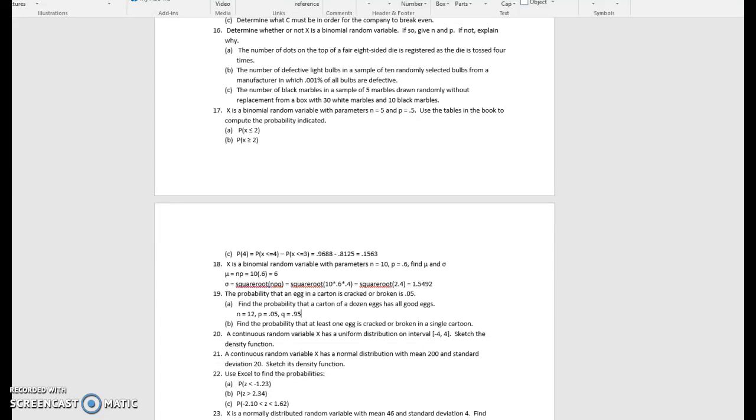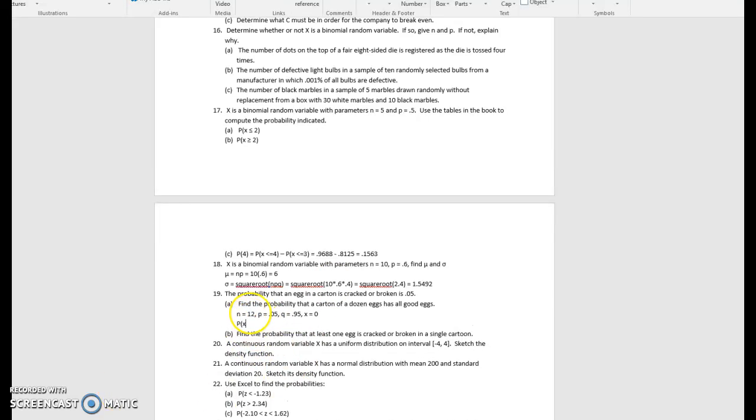Okay, so let's use our chart. We want to find the probability that we have all good eggs. That means that x is 0. There are no cracked eggs. So if we use our chart and look for the probability of having no cracked eggs, probability that x equals 0.